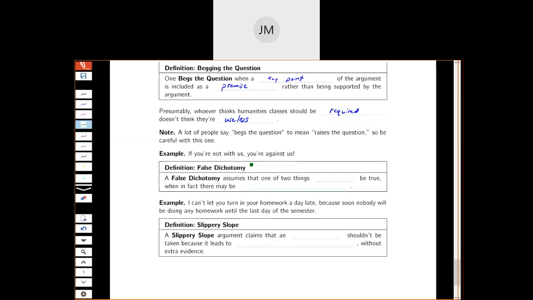If you're not with us, you're against us. Okay, this is called a false dichotomy. A false dichotomy is when we assume that one of two things must be true, right? It's either this or that. You're either with me or against me. But there might be other options.